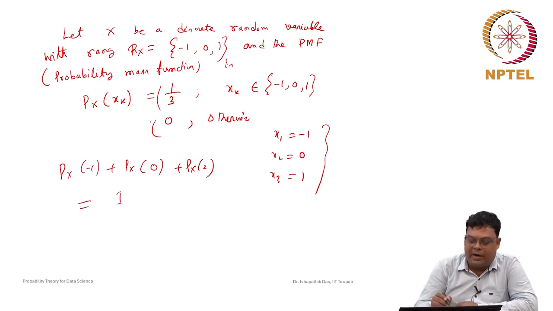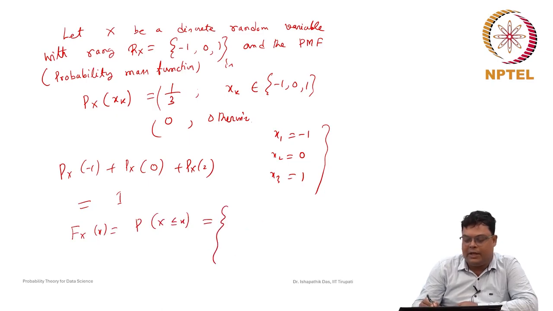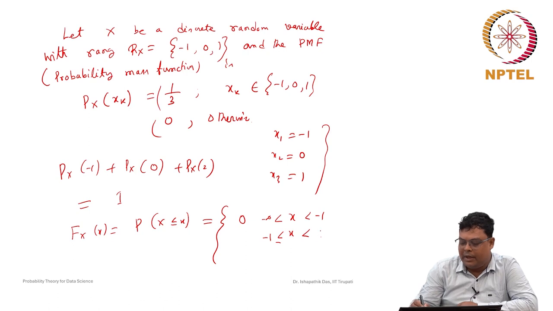Now, this probability mass function is given. Suppose we want to find the cumulative distribution function, then how will we find it? The cumulative distribution function Fx(x) is nothing but the probability that X is less than or equal to x. So, it is equal to 0 whenever x is less than the minimum value of the range, so x less than minus 1, greater than minus infinity. Now, whenever x is greater than or equal to this minimum and less than x2, what will be the value?